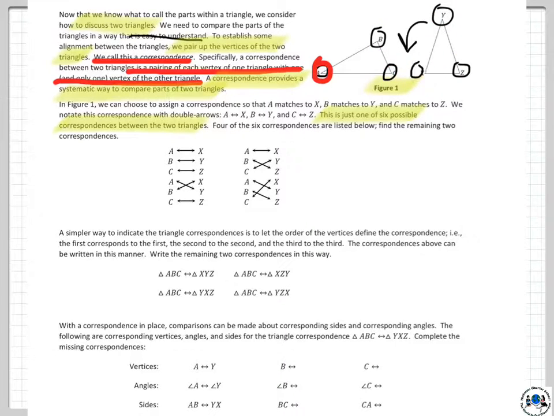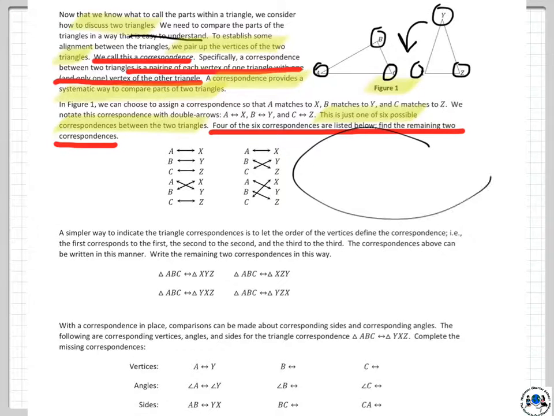Okay, so in that sense, it makes it easier. But there are, like they said here, 6 different ways. So here we go. They show you 4 of these 6 correspondences listed below. Now go ahead and find the remaining correspondences. So go ahead and draw those over in this area here somewhere, okay?